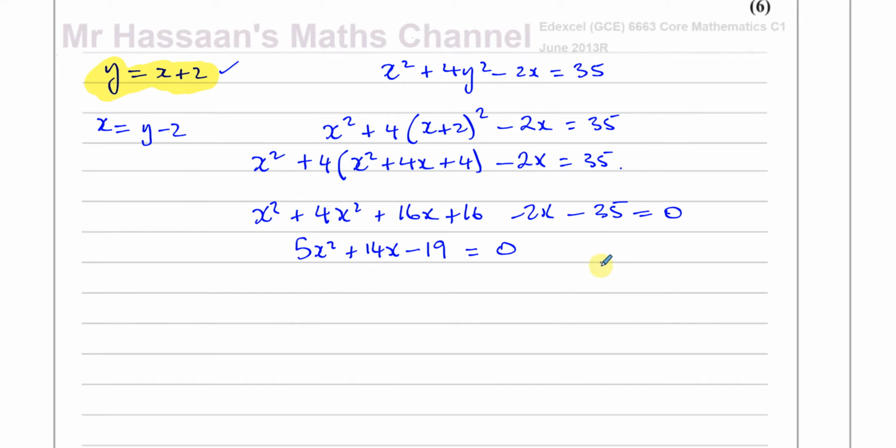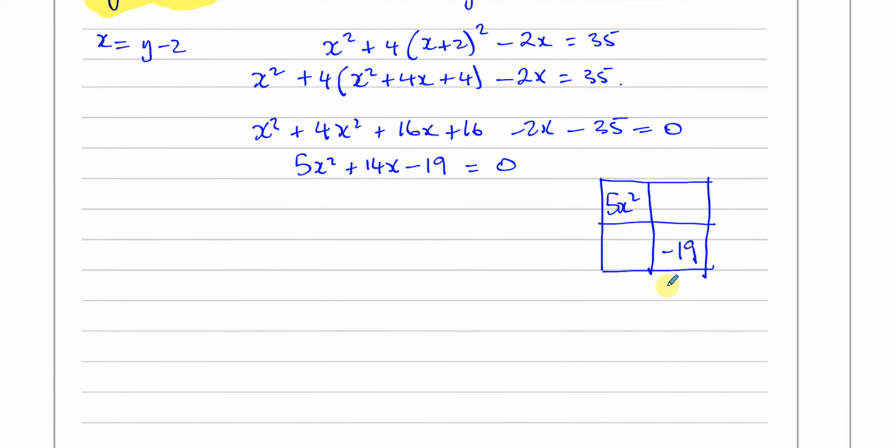I split the middle term in my own little fashion, which is by using this grid. I basically write on the top left the x squared term, on the bottom right the constant term. If I multiply those two numbers together, I should get the same product as multiplying these two numbers together, and the sum has to be 14. So I've got to find two numbers whose sum is 14x and their product is 19 times 5. So 19 times 5 is 50 plus 45, which is 95. So the product is negative 95x squared.